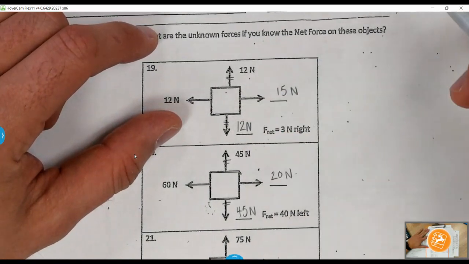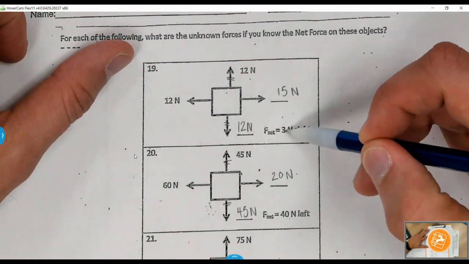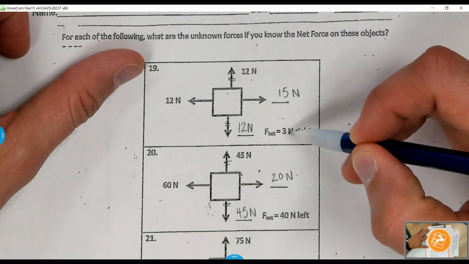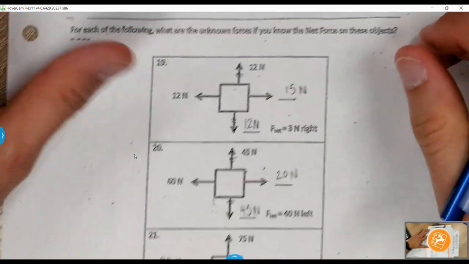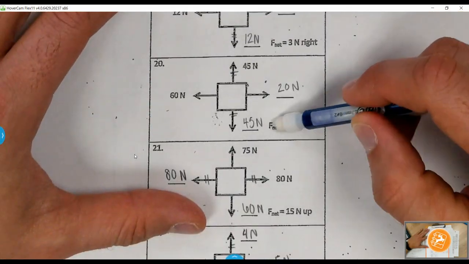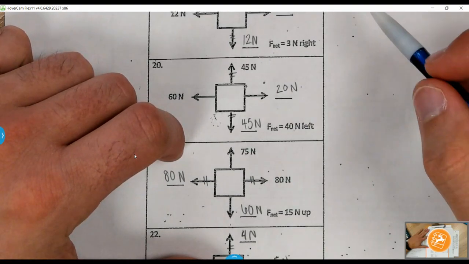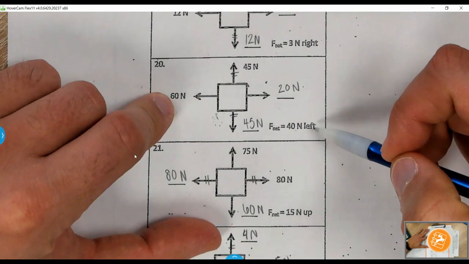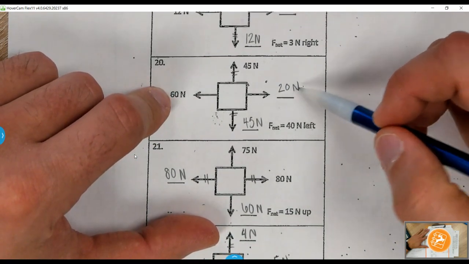I put this little equal sign there. Boom, I know that they're good. If the net force is 3 newtons to the right, that means this rightward force needed to be 3 greater than the left. So 3 greater than 12 is 15. Next one, F net, 40 to the left. It means top and bottom have to balance, so the bottom is 45. And if it's 40 newtons to the left, that means this left force has to be 40 greater than the right. So 60 minus 40 would give me 20.